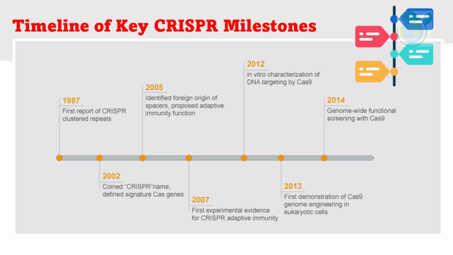Timeline. CRISPRs were first discovered in 1987 by a Japanese scientist, Yoshizumi Ishino, and his team, who were studying a gene responsible for converting alkaline phosphatase. However, the function of these sequences was not understood at the time.